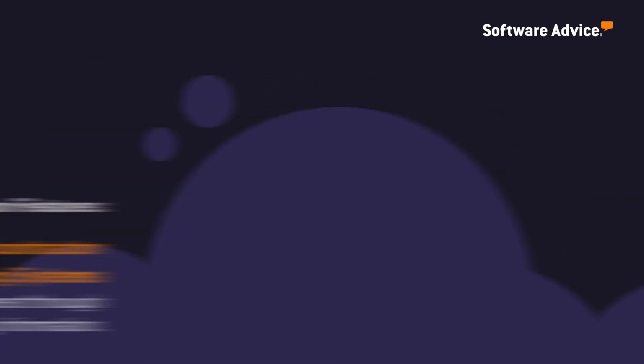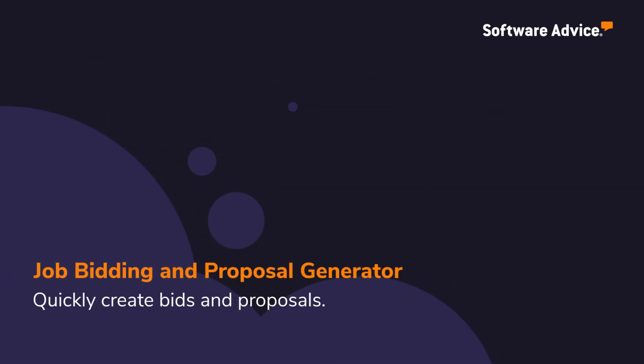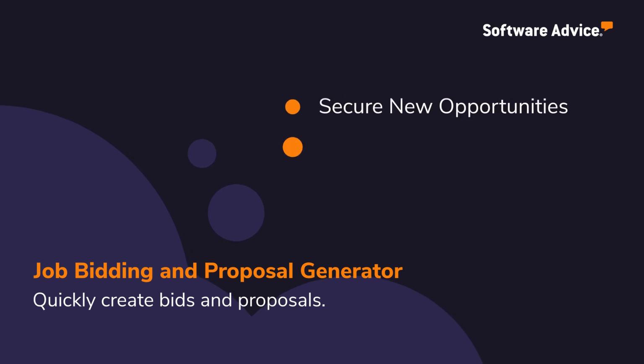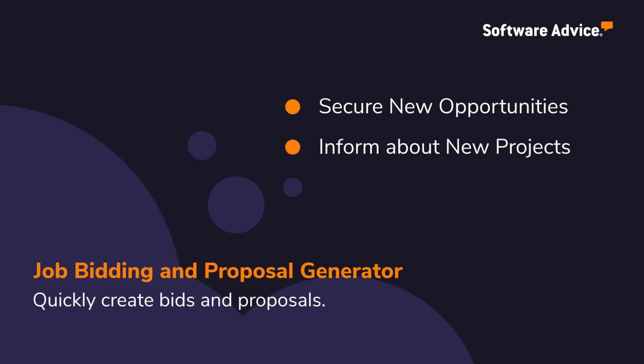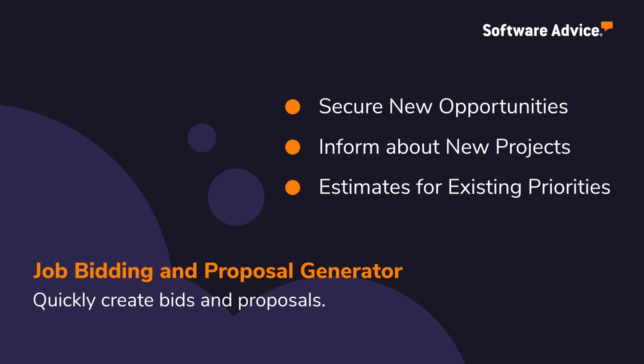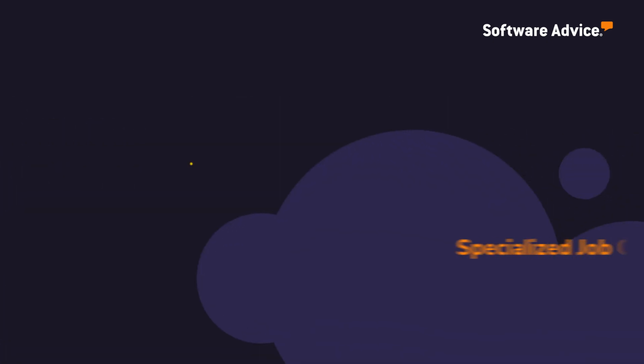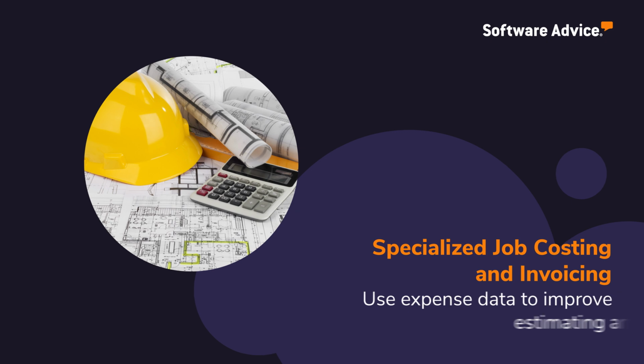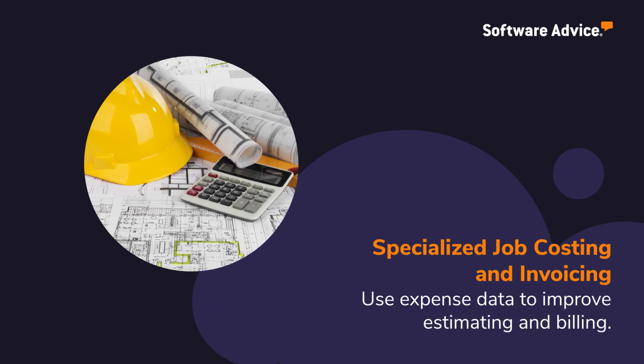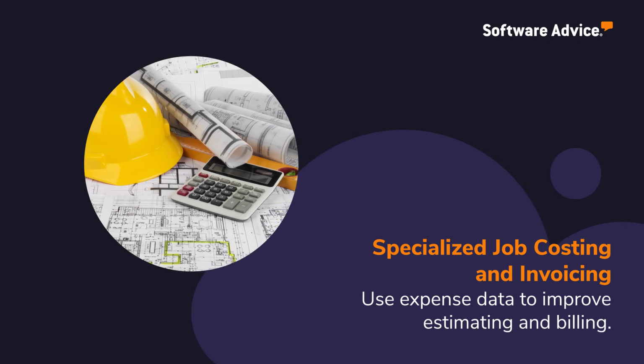inventory management. A job bidding and proposal generator quickly creates bids to secure new opportunities, inform current customers about new projects, and supply estimates to current assignments. Specialized job costing and invoicing makes use of expense data to improve estimating accuracy and make billing more efficient.